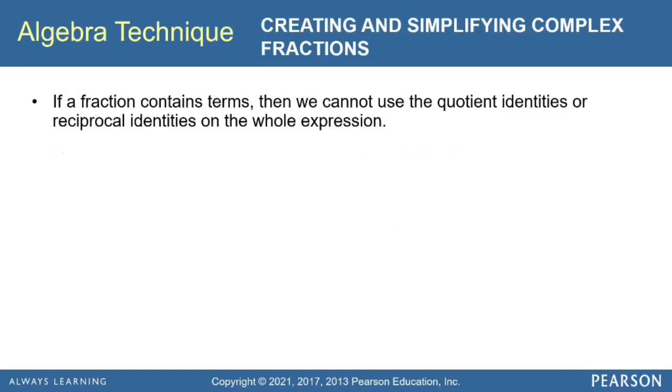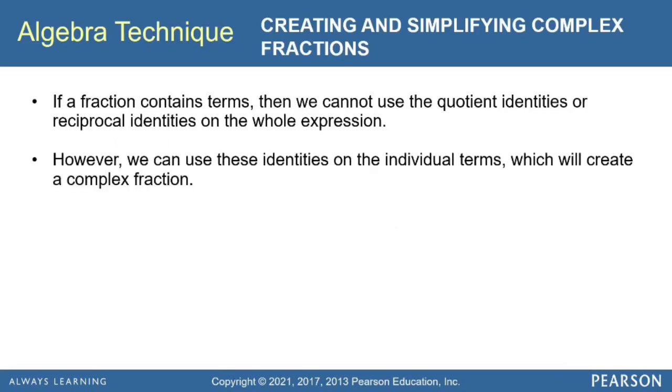Now I promised you that we would do a proof together involving complex fractions, but before we do that, let's just practice the algebra technique of creating and simplifying complex fractions. So as you already know, if a fraction contains terms, we can't use the quotient identities or reciprocal identities on the whole expression. However, we can use these identities on individual terms, and that's going to create a complex fraction, which is just a fraction that's made out of fractions.